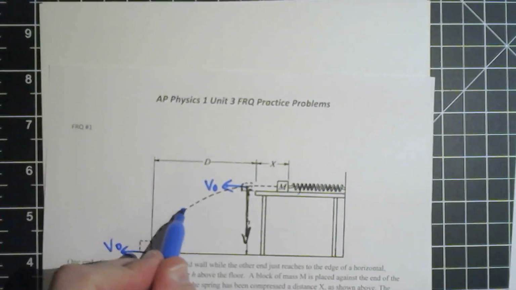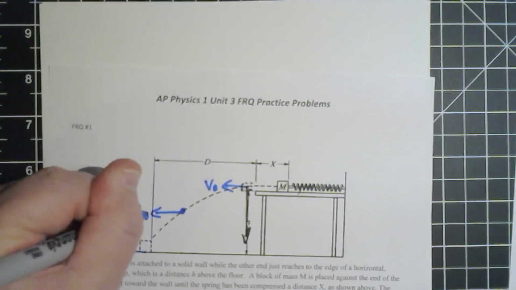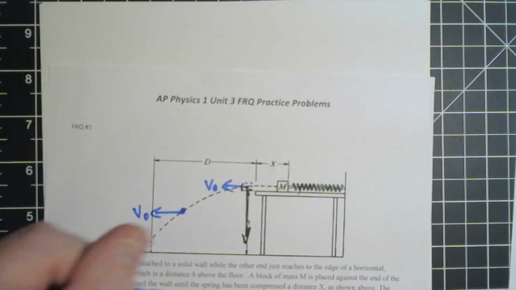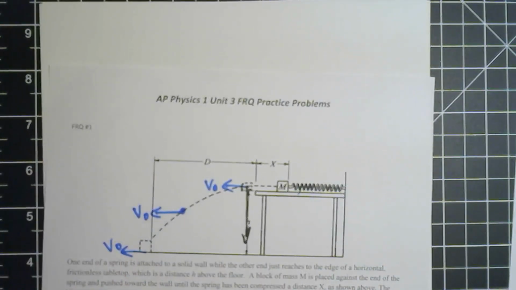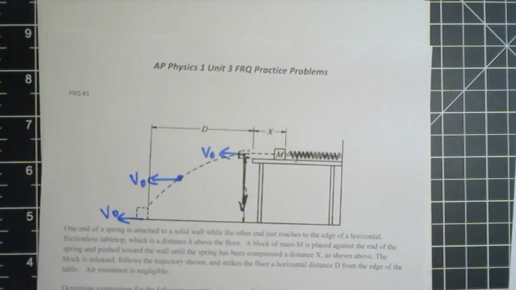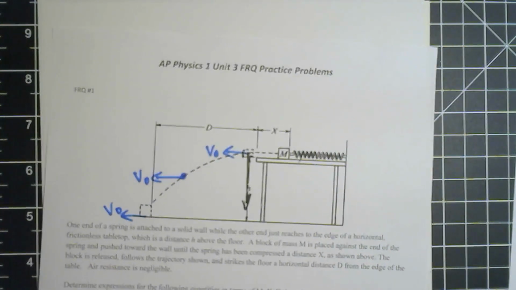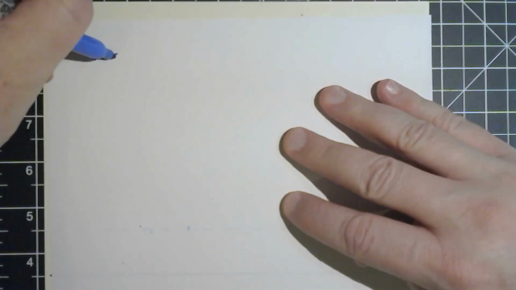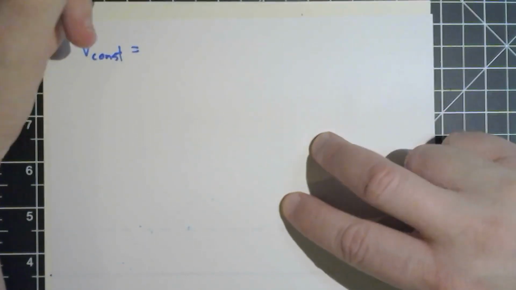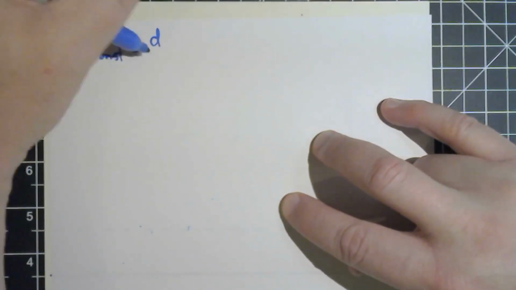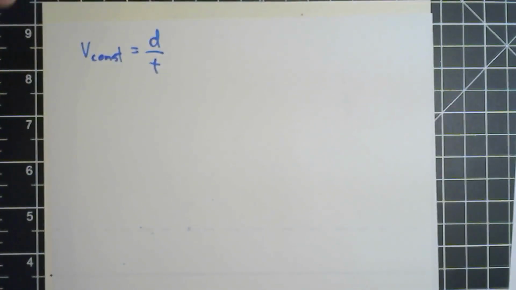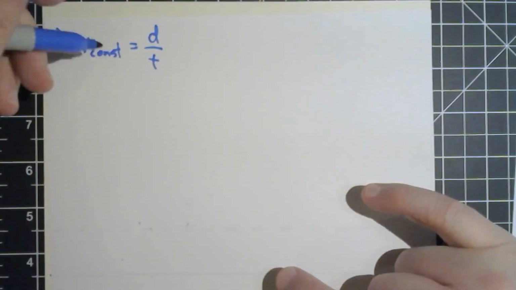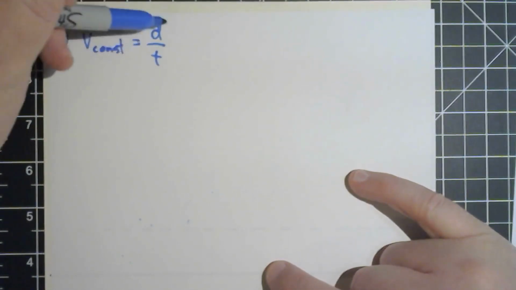It's going to be the same as the horizontal velocity at any point between where it launched and where it hit the floor. So that horizontal velocity value is constant. And so that's what we want to find, the horizontal component of that velocity. Well, how do I do that? For constant velocity problems, the velocity is simply equal to the distance that something is traveling divided by the time that it is traveling that distance.